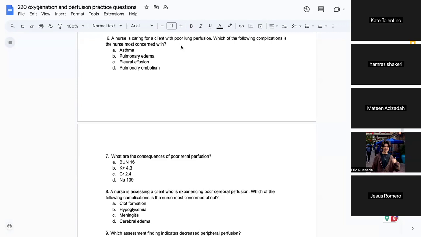So what we know about fluid and electrolytes is that you guys learned about hydrostatic pressure filtration. We went over that a couple of weeks ago. So when you have this increased pooling of blood in those pulmonary capillaries, because you have poor lung perfusion, right? It's not being pushed out as easily. It's not being exchanged as easily.